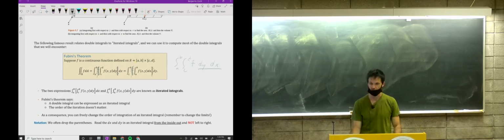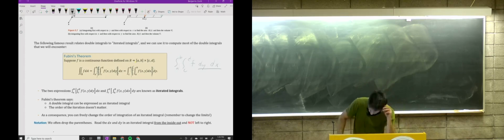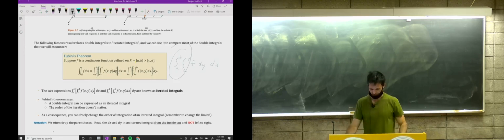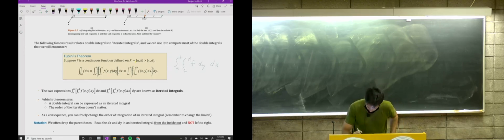Actually, wait. Well, okay, I guess you kind of do read it left to right. So it's the integral signs, which you should not read left to right. You read the integrals from the inside out. Okay, let me say that. That makes it a bit more clear. Read the integrals from the inside out.